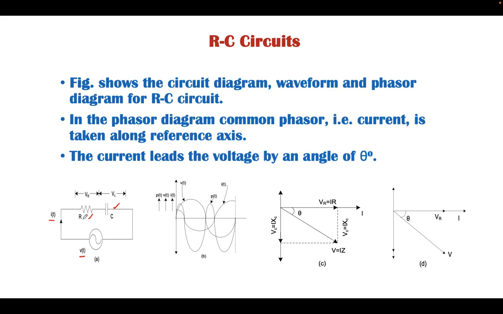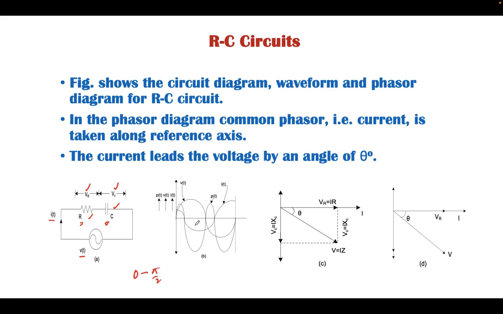Though the voltage across the resistor is VR and the voltage across the capacitor is VC, because of the combined effect of these two, we can say the circuit is neither purely resistive nor purely capacitive. Hence the angle between current and voltage lies between 0 and pi by 2. Because this is a capacitive circuit, the voltage lags the current by an angle of theta, and that angle theta lies between 0 and pi by 2.